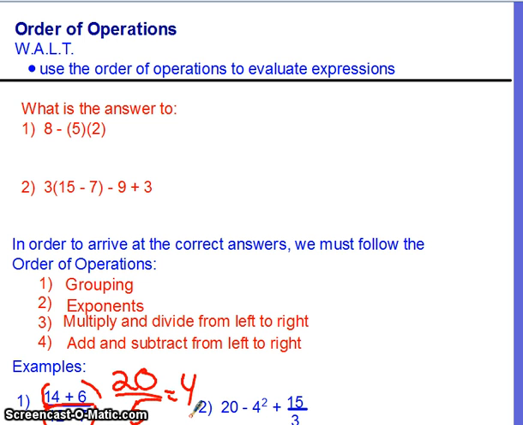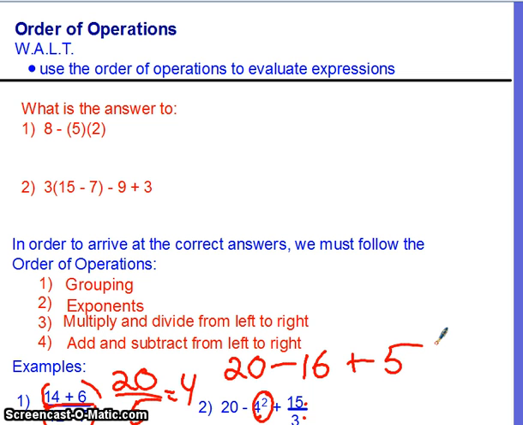So, look at this. In our next operation, we finally do have an exponent. So there's no parentheses, all right, but we do have to deal with this 4 squared first. So let's rewrite this with a little area up on top. 20 minus, you guys remember that 4 squared is 16, plus our next operation that we're going to do is division. 15 divided by 3 is 5.